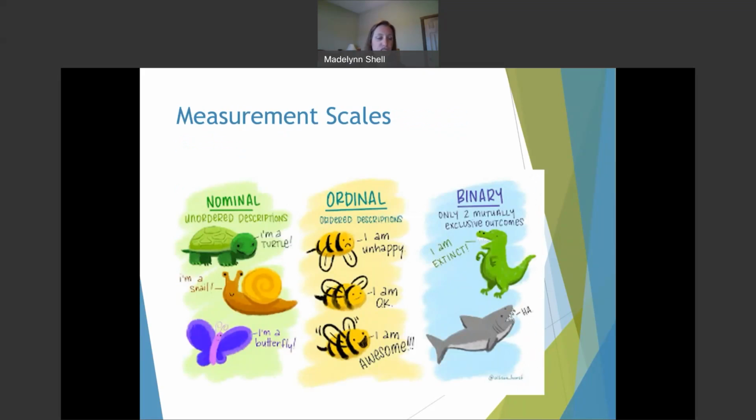Okay, this is a little graphic that I think might be helpful, at least in distinguishing between some of them. So nominal is an unordered description. I'm a turtle, I'm a snail, I'm a butterfly. Ordinal is ordered descriptions. And so we'll see some ordinal responses on questionnaires and things like that. I'm unhappy, I'm okay, I'm awesome. Your book doesn't really talk about binary, although it's worth mentioning, with binary, it's just 2 groups. I'm extinct, or I'm not.